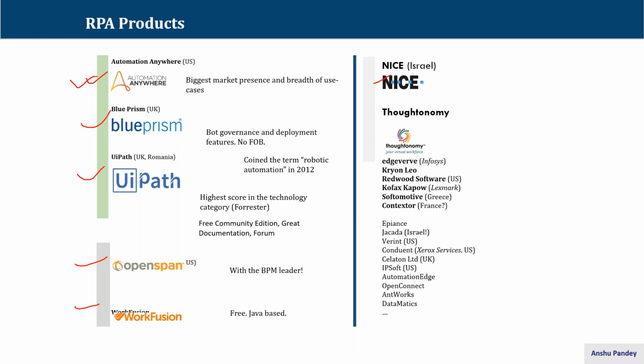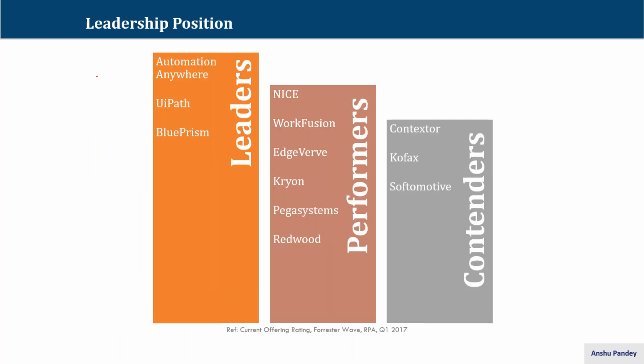And third, the popular one, an example of which I was showing, is UiPath. That's from the UK, and it's one of the youngest tools, but one of the very powerful tools available in the market. OpenSpan is another BPM leader, and WorkFusion is a Java-based tool. If you talk about leaders, Automation Anywhere, UiPath, and Blue Prism, these are the three. You don't need to learn all of these, only one of them.